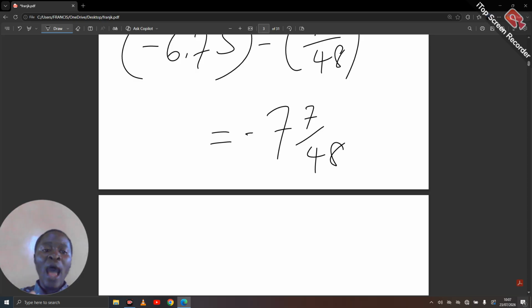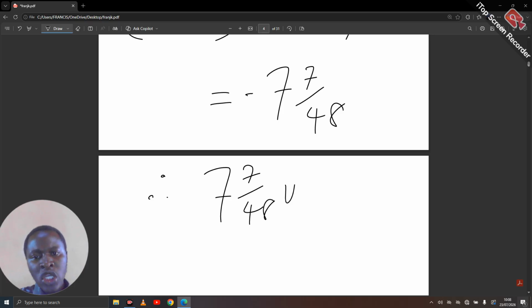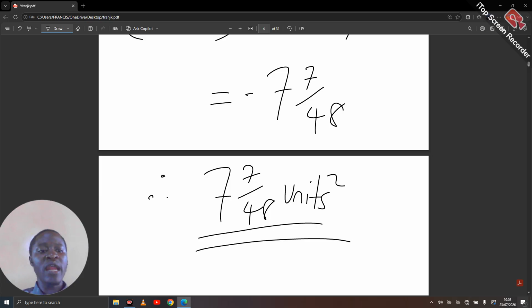So that means our answer, we usually ignore the negative because an area cannot be negative. Therefore, you complete your answer: our area will be 7 over 48 units squared. Do not forget the units.